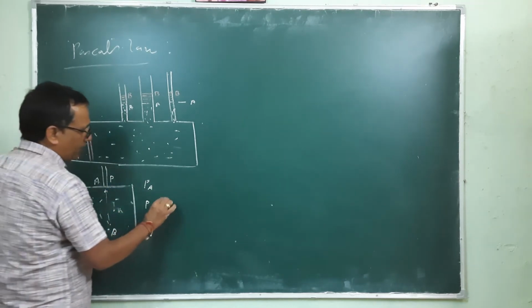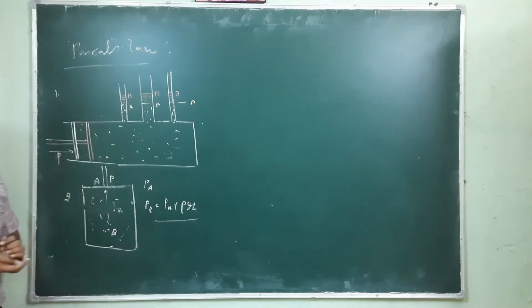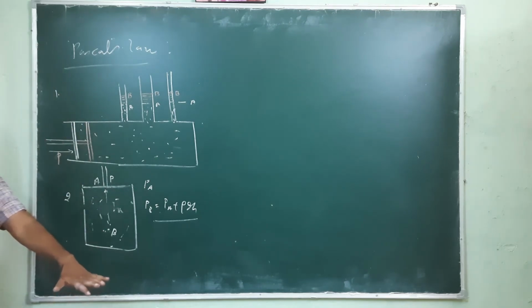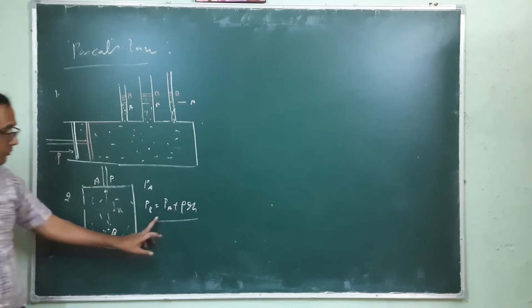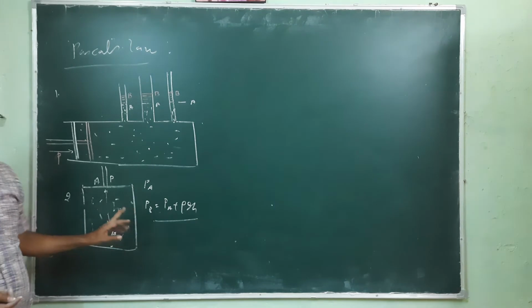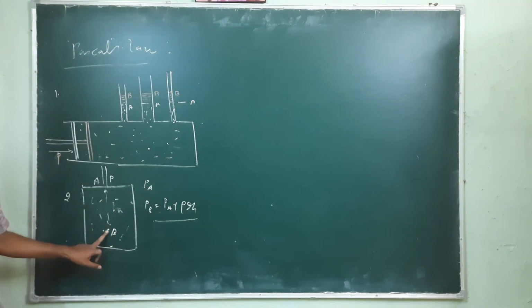So this PB is equal to PA plus rho gH. This is true. Here the pressure will be different. But when we apply external pressure, the same amount will increase at this point, and the pressure difference will be identical. Whatever pressure difference we are creating here, that will be created additionally at this point also.